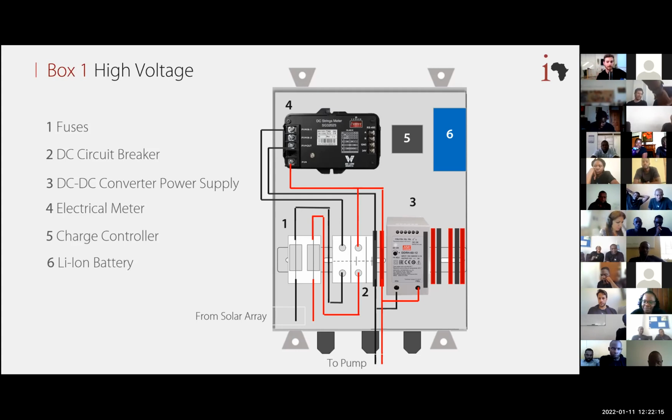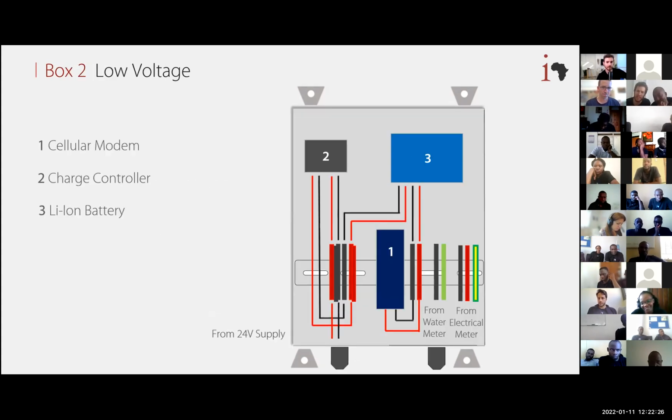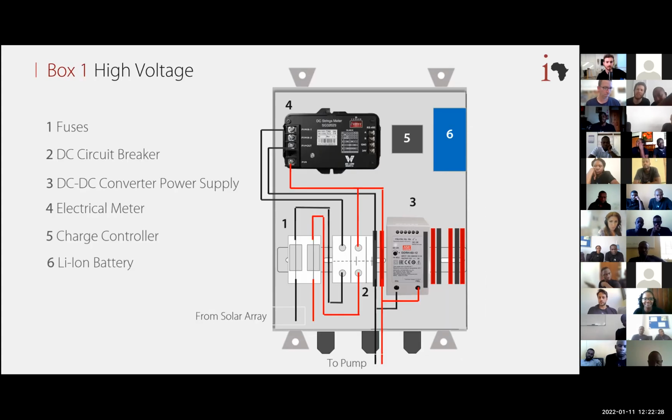Now, the first box is the high voltage. You also separate it for a security reason and just to be cautious. So the first box is high voltage and the second box is low voltage. This is the low voltage, just to make sure.